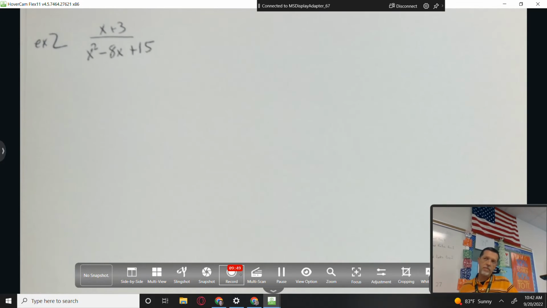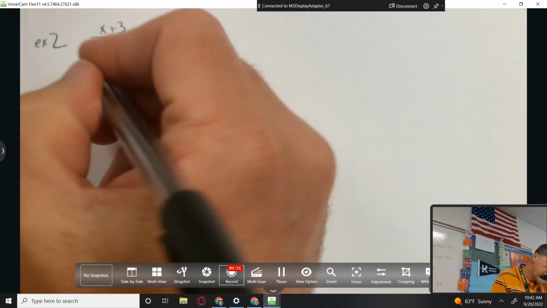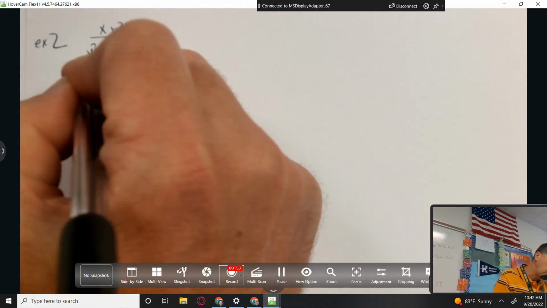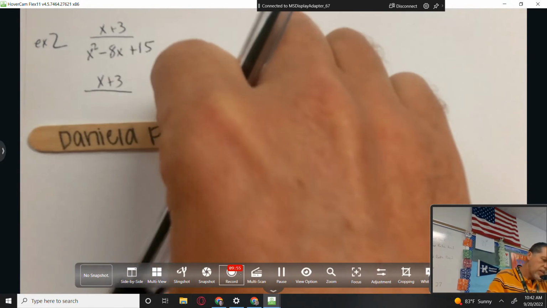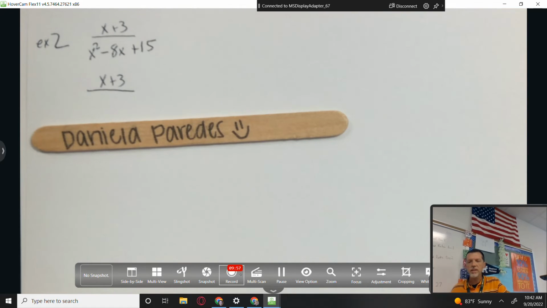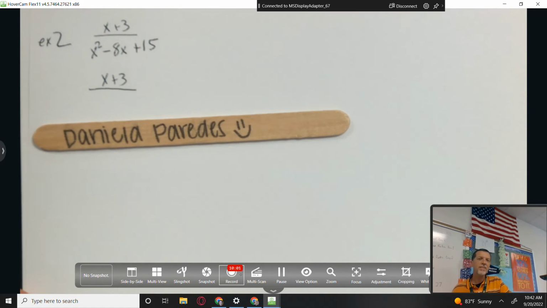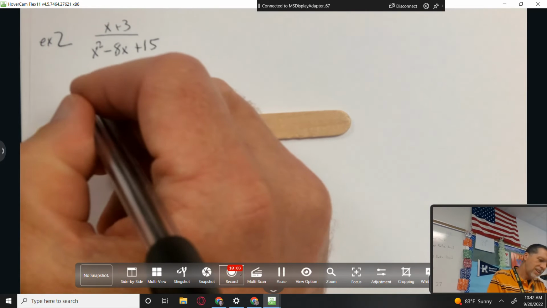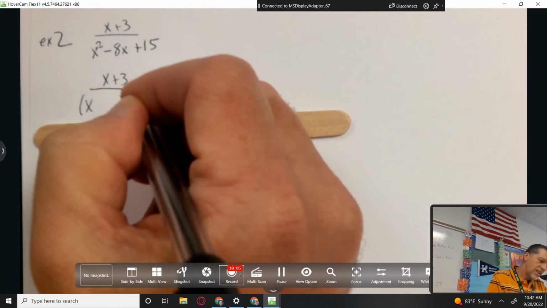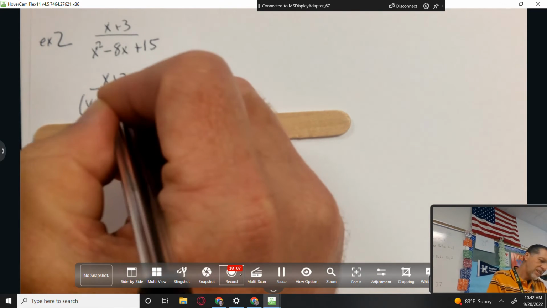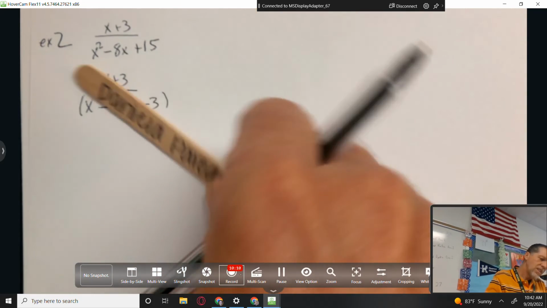You just factor that out to get the denominator. Let's factor it out to get our denominators. So here comes the parade of popsicle sticks. Danny, how do you factor x squared minus 8x plus 15? x minus 5, x minus 3. Okay, good.